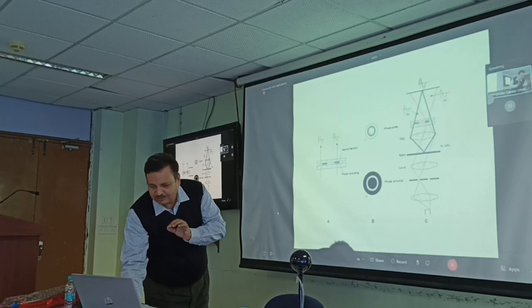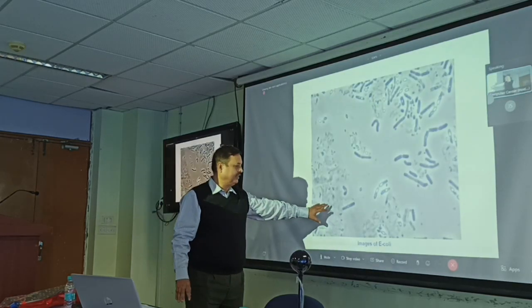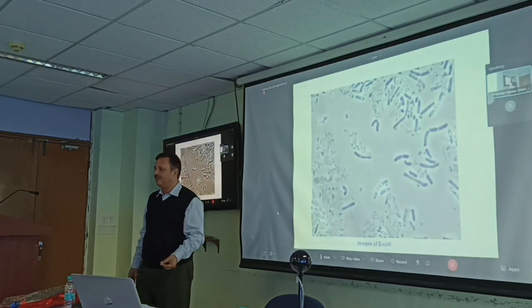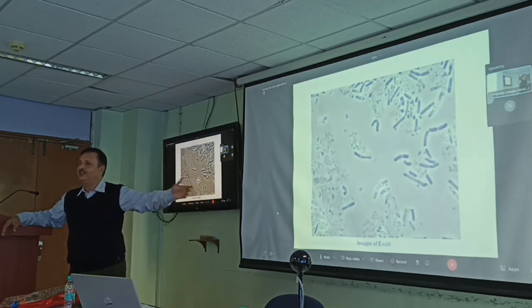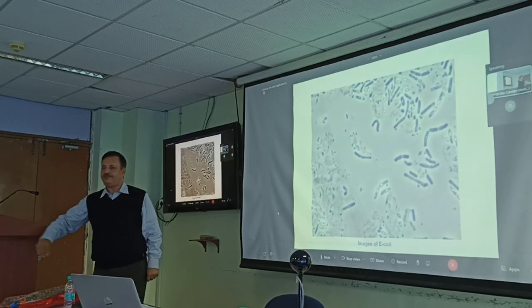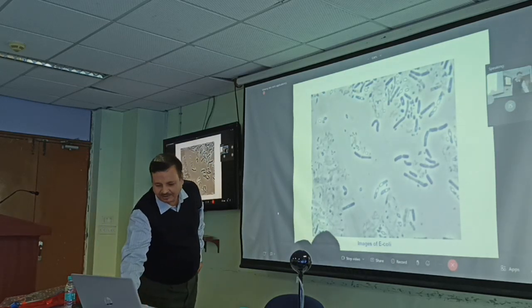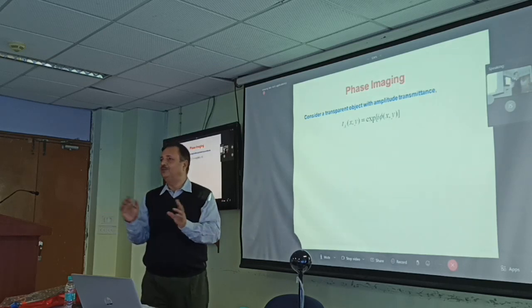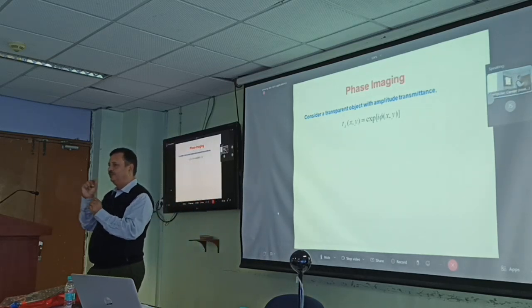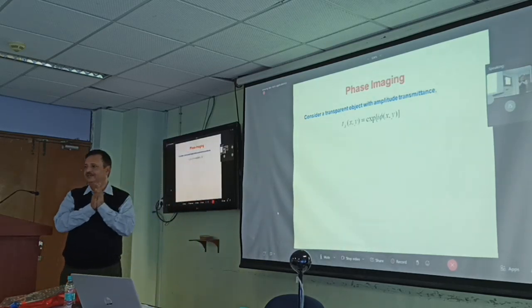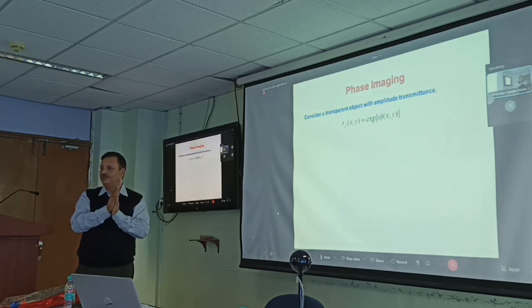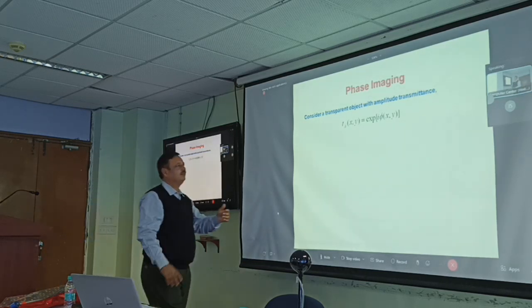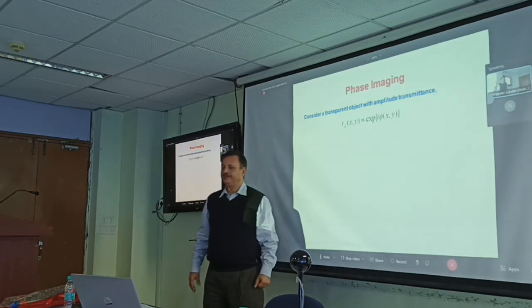Now quickly I'll tell you, this is one of the examples. This E. coli is a phase object, but it has been imaged through phase contrast microscopy, and you can see the E. coli. It means the phase function has been converted into amplitude. In a few minutes, what is the physics? How are we converting? I have understood the concept of how you can do that. What is the physics?